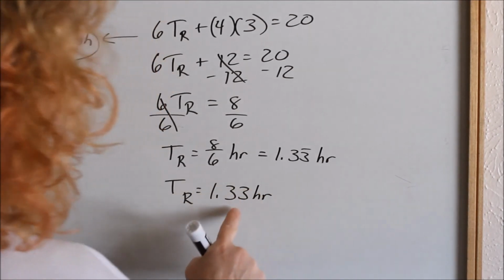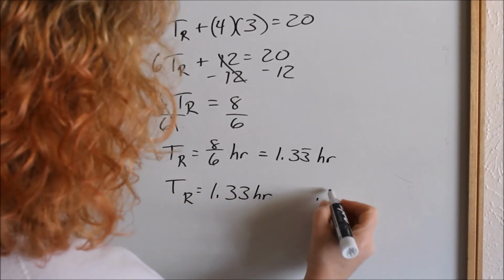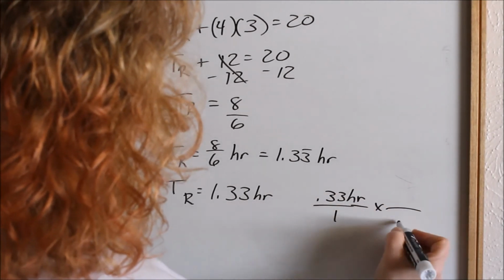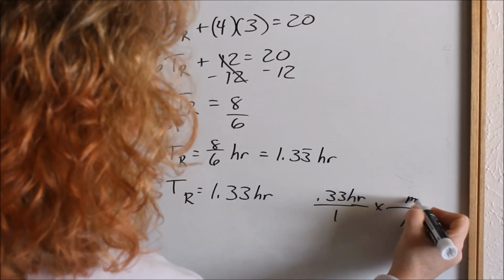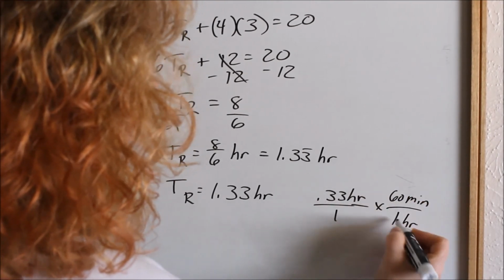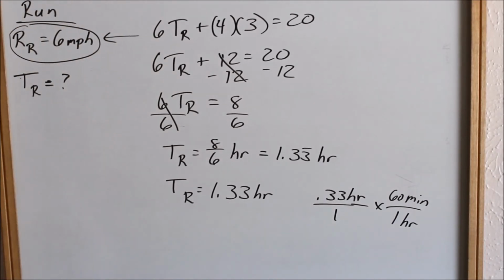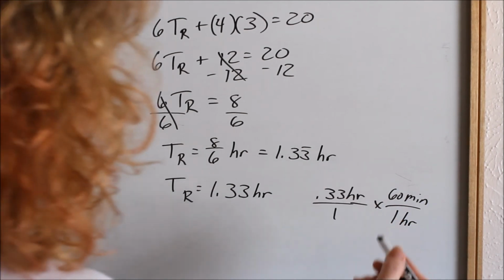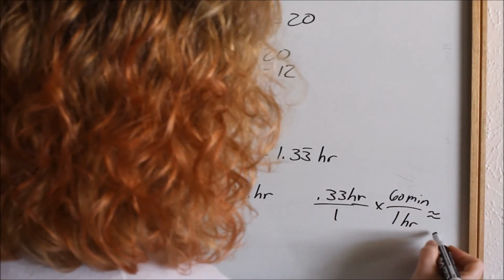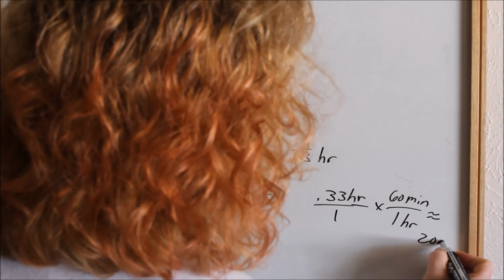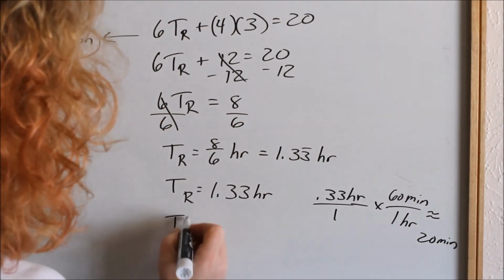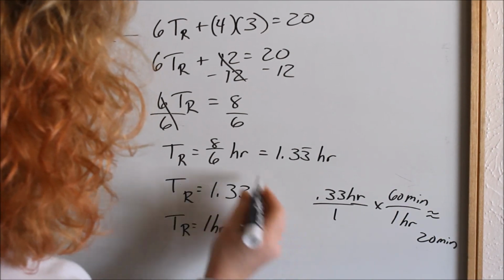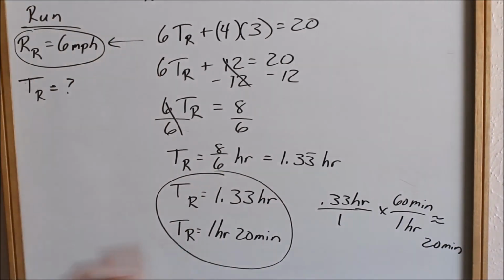So I could say 1.33 hours. If I want to change 0.33 hours into minutes, I can use a conversion factor. Hours has to go here, minutes goes here, 60 minutes in 1 hour. So I can multiply my 0.33 by 60, and that comes out to approximately, I'm rounding, 20 minutes. So this is the same thing as 1 hour and 20 minutes. I'm not sure which answer the book has, but either one of those is acceptable.